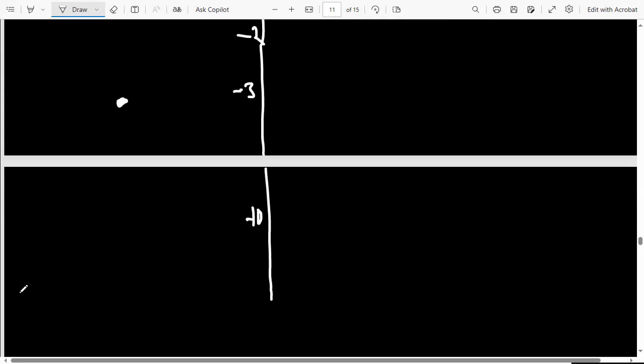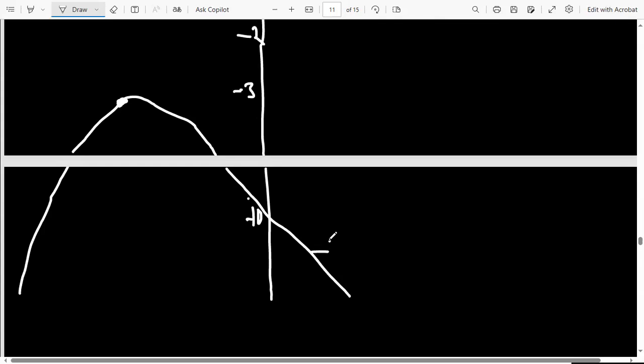So it means your graph is going to come like this. It turns there, then it comes like that. It passes through the y-intercept like that, okay? So this is the graph of x squared minus 5x minus 10. So this is the graph here.